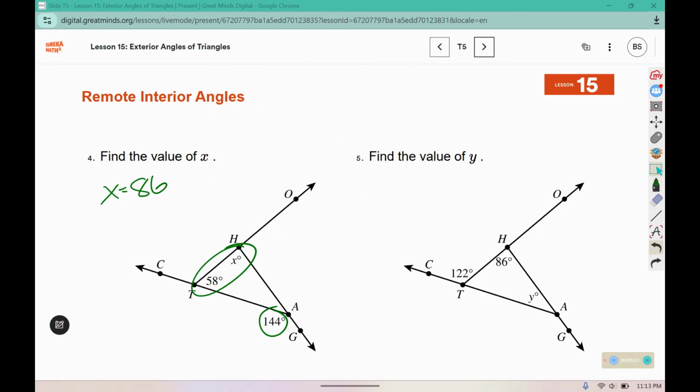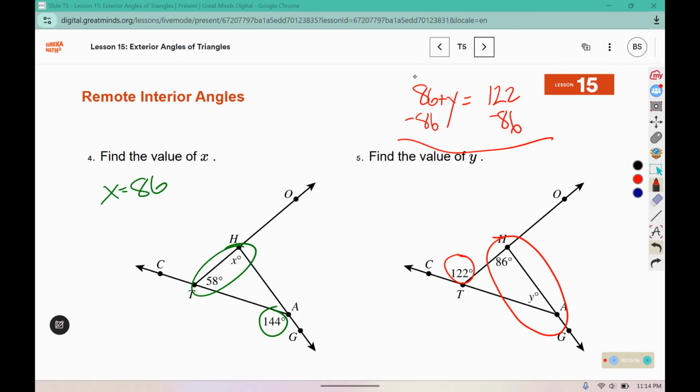Find the value of y. Again, the sum of the remote, sum meaning add, equals the exterior. So we're going to subtract 86 from both sides to solve it for y. It's gone from there. 12 minus 6 is 6. 11 minus 8 is 3. So then y has to be 36 degrees.